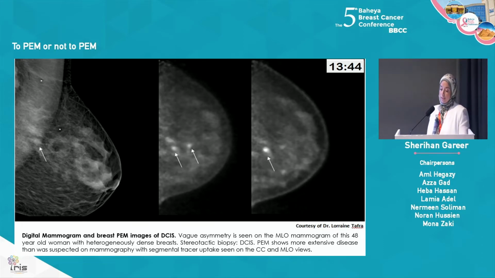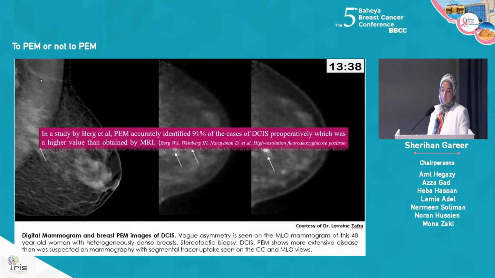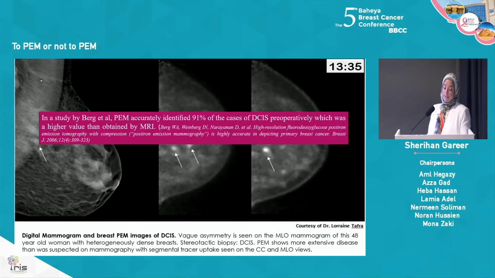The PEM showed more extensive disease than was suspected in mammography, with segmental tracer uptake seen on the CC and MLO views. In a study by Berg et al., PEM accurately identified 91% of the cases of DCIS preoperatively, which was a higher value than obtained by MRI.